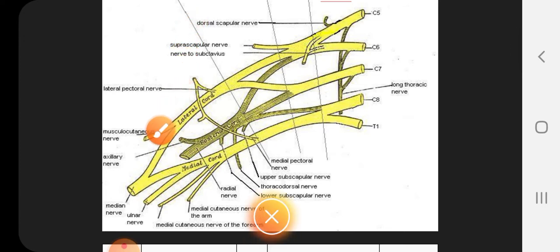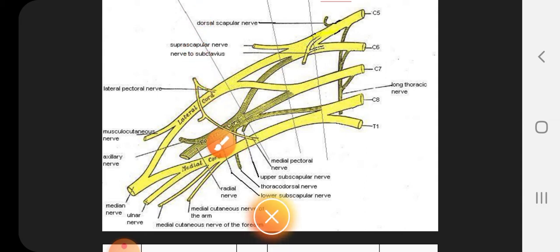Musculocutaneous nerve, lateral pectoral nerve, and the lateral root of median nerve. So these are the 3 branches from the lateral cord: musculocutaneous, lateral root of median nerve, and lateral pectoral nerve. Next we will see what are the branches from the medial cord.